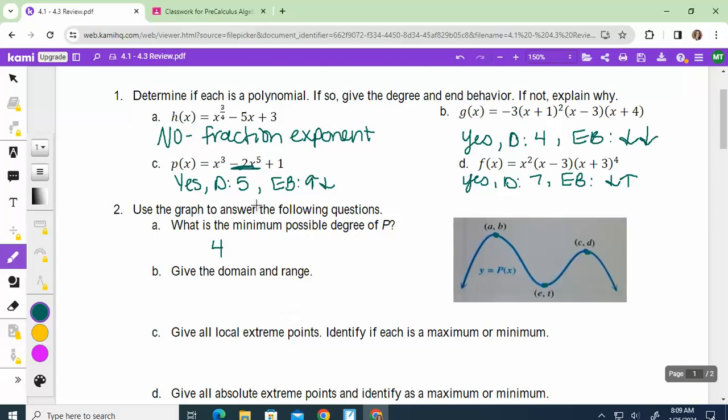What is the range of this graph? The range goes from the bottom, so it's coming from negative infinity. The highest point we hit is the y value, so that would be point B. And it would get a bracket because we do hit that point.